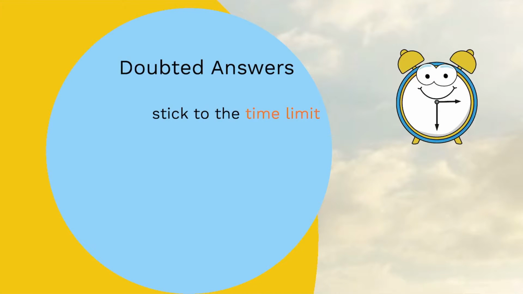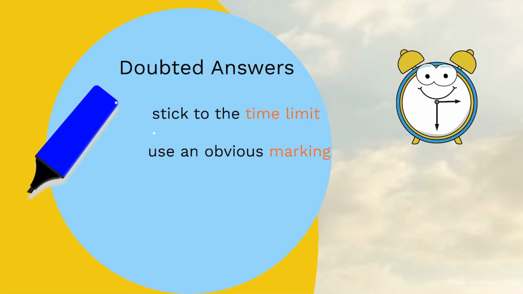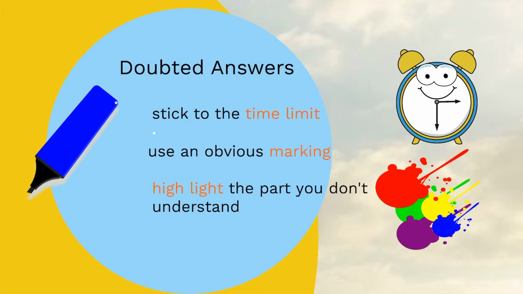Second, we have to learn how to deal with unsure answers. When we are handling a question, we must stick to the time limit we plan. If we are still unsure about an answer, skip to the next one if you have spent over the time limit. But remember to put an obvious marking on it before you go to the next one, as we will return to it later.